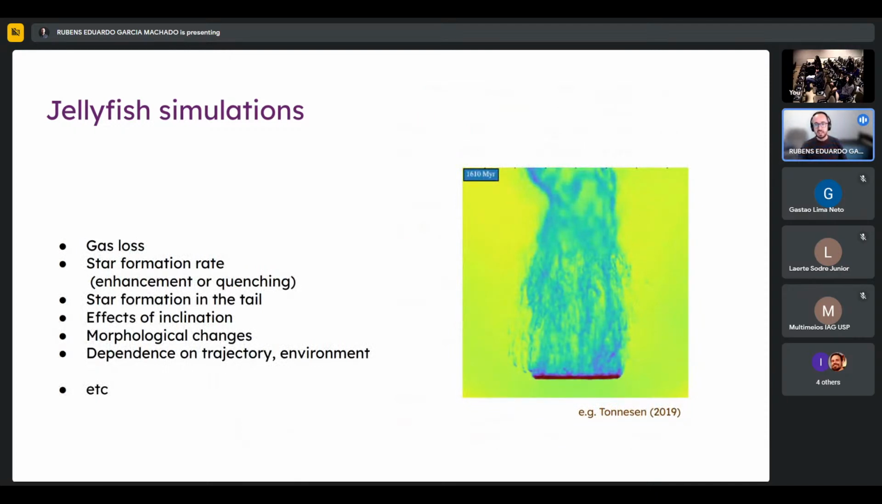I can't review all of the details, but just to mention very quickly the kinds of quantities and phenomena that can be analyzed with these kinds of simulations. So there are many papers that studied the gas loss in jellyfish galaxies, the evolution of the star formation rate, which can be either enhanced or quenched depending on the situation, the effects of inclination, star formation in the tail that I had mentioned, morphological changes in general of these galaxies, the dependencies on the specific trajectory of the galaxy across the galaxy cluster, and the dependence on the environment, and so forth. So there are many simulation works in this area.